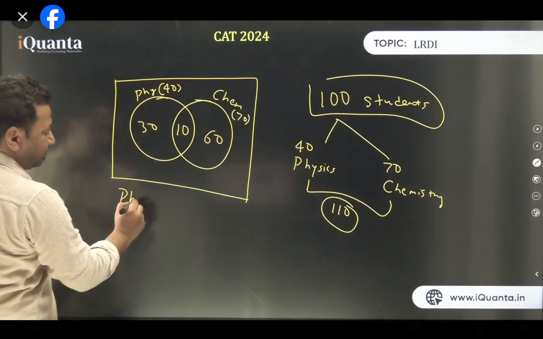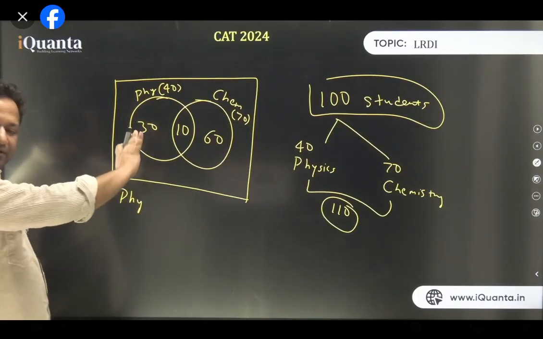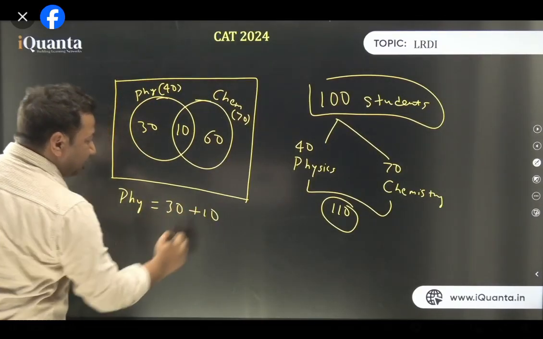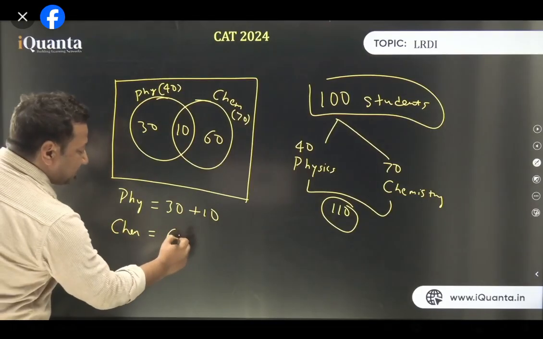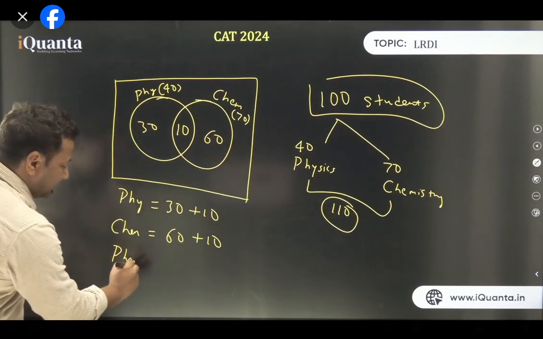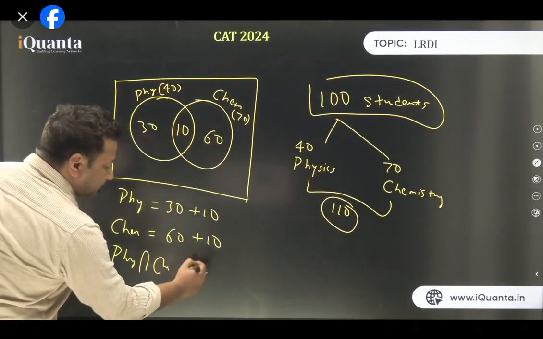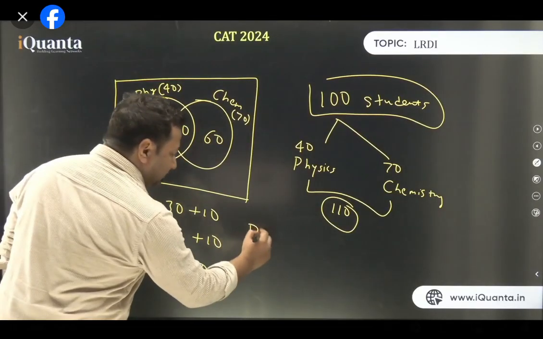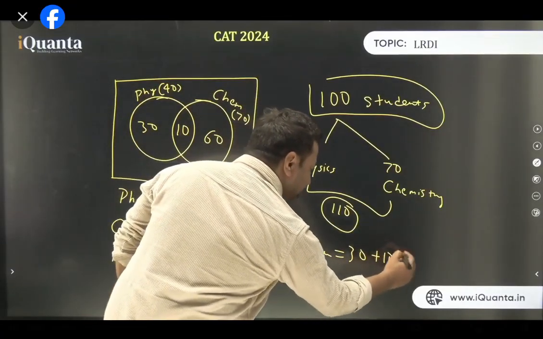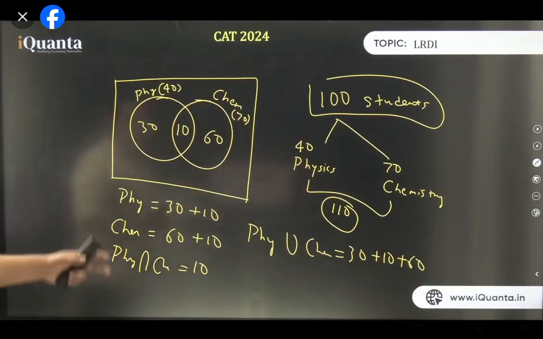Physics में कितने लोग हैं यार बताओ मेरे को? Physics is a set. Here we call it physics. वहाँ मैंने उसे capital A बोल दिया. कोई गलती कर दी क्या? In physics, there are 30 plus 10 people. All right. In chemistry, the set called chemistry, there are 60 plus 10 people. In the set, which is common to both physics, intersection chemistry, it's 10 people. All right. Physics, union chemistry, सब कुछ मिला दो, that will be 30 plus 10 plus 60. All right. In this case, all the students were studying at least one subject.